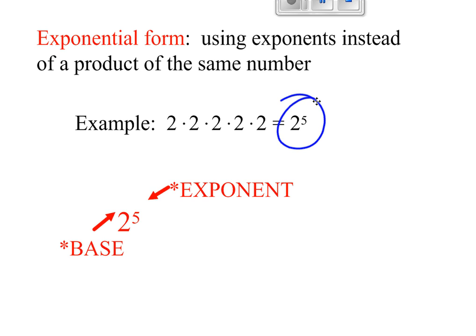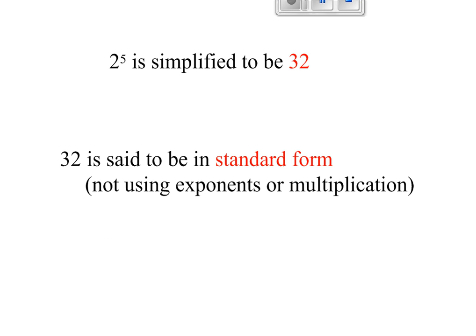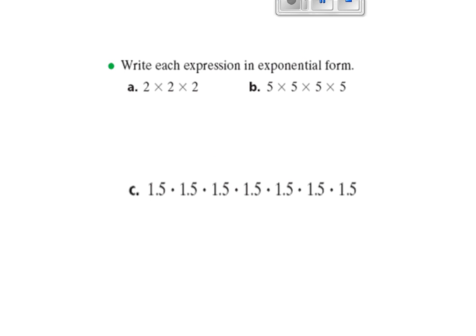Okay, now 2 to the 5th can be simplified to be 32. 32 is what we call standard form. Standard form means just calculate the 2 to the 5th out, or whatever exponent it is. So standard form also very simple. Just go through the calculation for it. So let's try some problems here. First thing I want you to do is take a minute and write down what you think each of these are in exponential form. That means just using exponents, remember. So go ahead and give those a try.